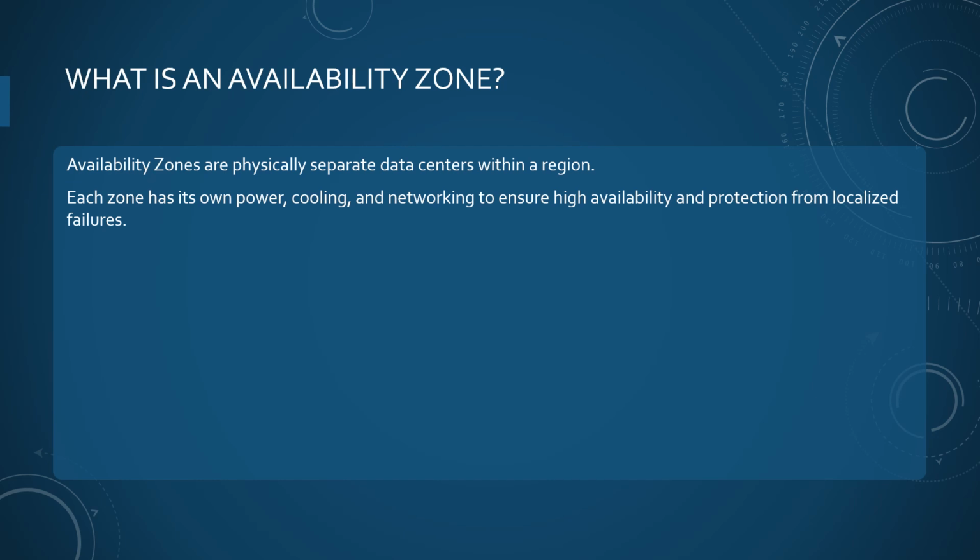What is an availability zone? Availability zones are physically separate data centers within a particular region. Each zone has its own power, cooling and networking, and it ensures high availability and protection from localized failure.